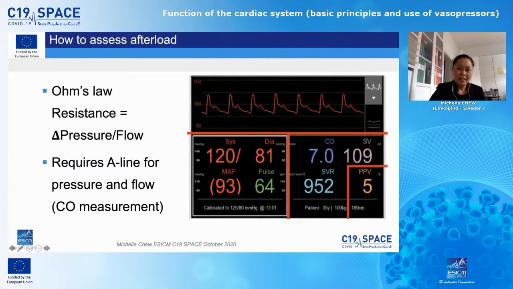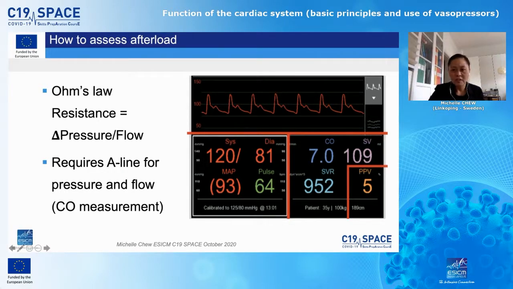So calculation of the SVR, or systemic vascular resistance, is very easy. It's just calculated from Ohm's law. Now, Ohm's law states that resistance is the pressure divided by the flow. Now, this is the reason why you require an arterial line, because you need to know. So this is just a normal output.